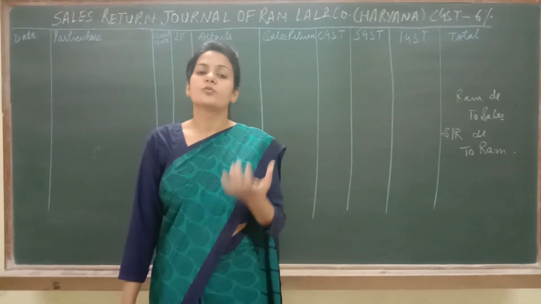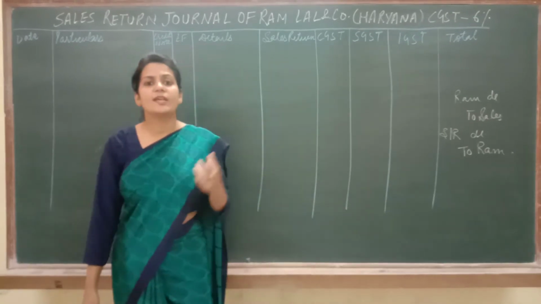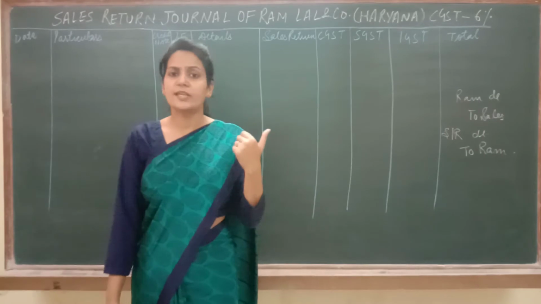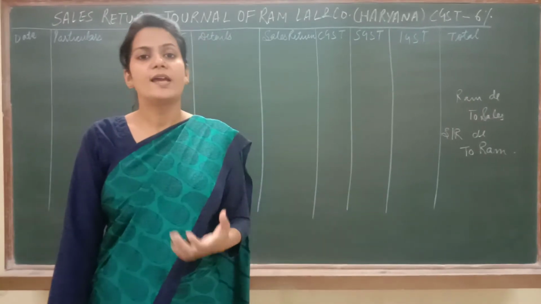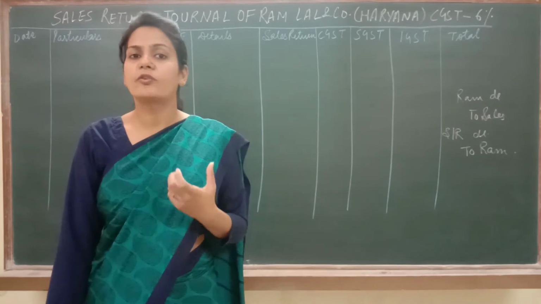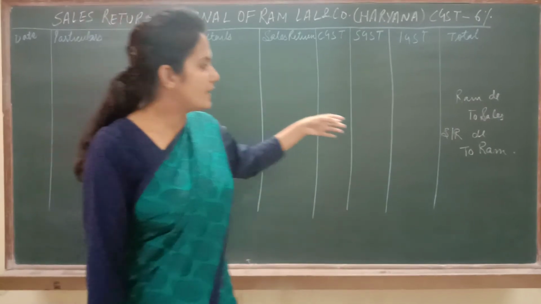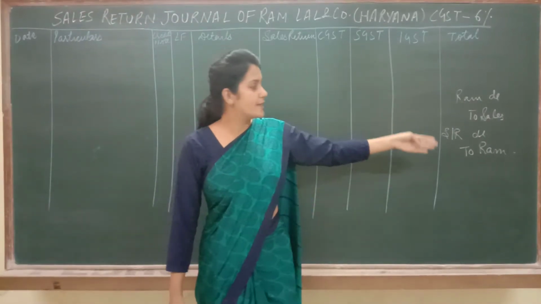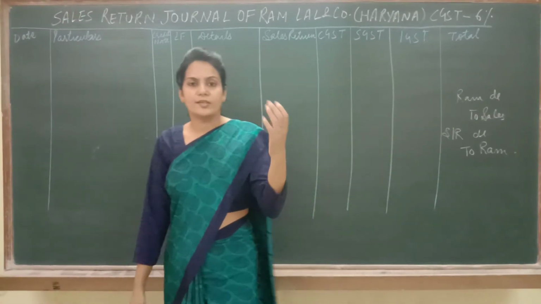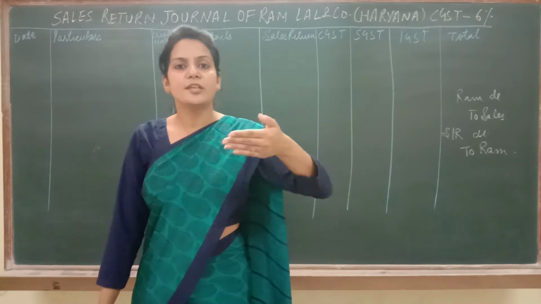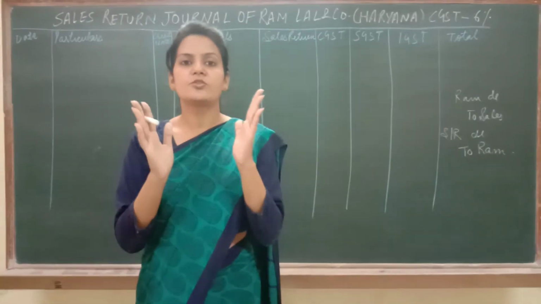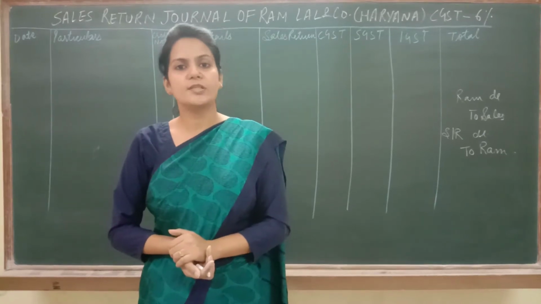As we have to record this entry in the sales return journal, we should have some document with us. As I told you, whatever we record in the journal, we should have some supporting voucher for that. In this case, Ram is returning goods to us, so we need to make a proof. So we need to make a document which is known as a credit note.